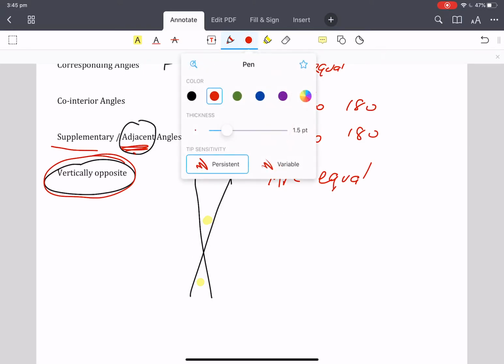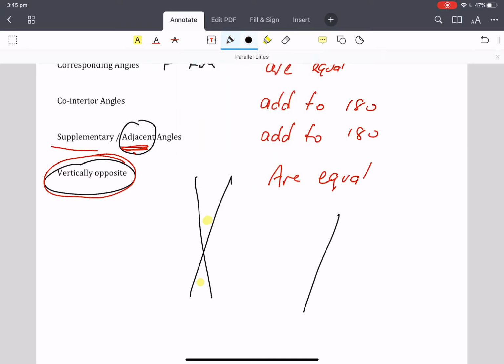Interestingly enough, I don't really know why it's called vertically opposite, because that green angle and that green angle, they're the same as well. We would also say that the green and the green are the same because they're vertically opposite, even though they're not vertical, they're just opposite. Vertically opposite angles are equal.